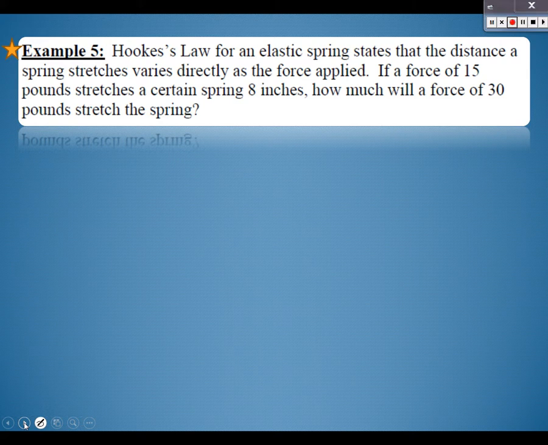We need to have a variable for the distance. I'm going to call that x. That is the distance that the spring stretches. We'll call F the force that we apply to it. And then we'll have some constant k. So what does it say? It says that the distance a spring stretches varies directly as the force applied. So x equals kF would be a fine way to write it.